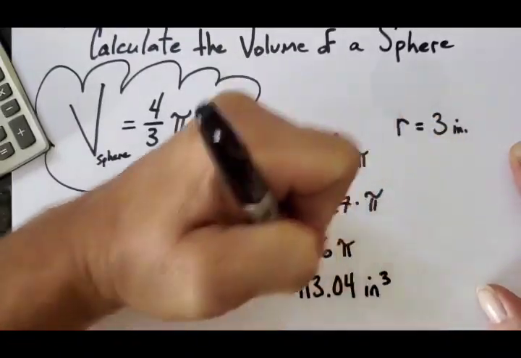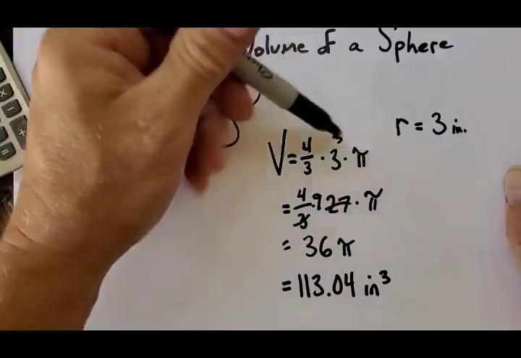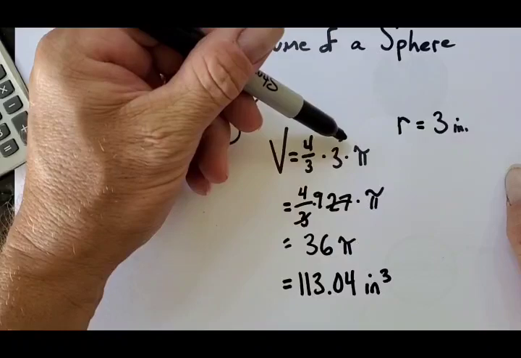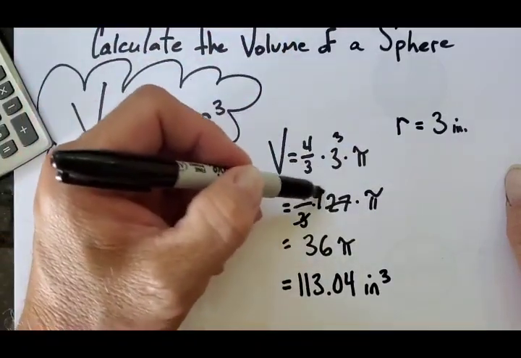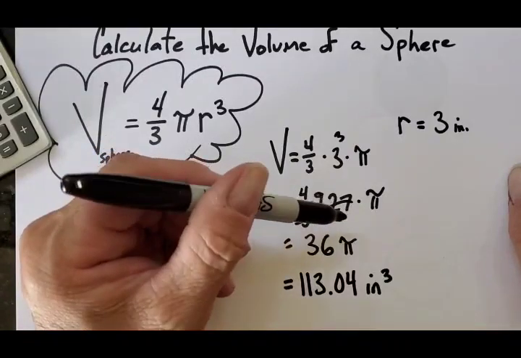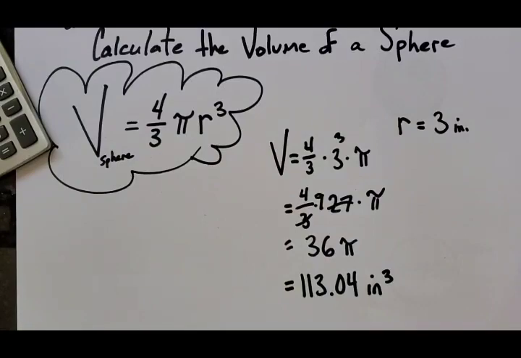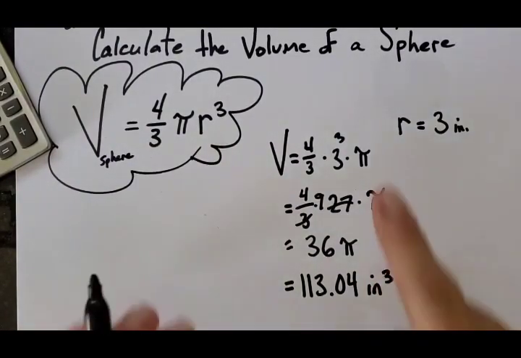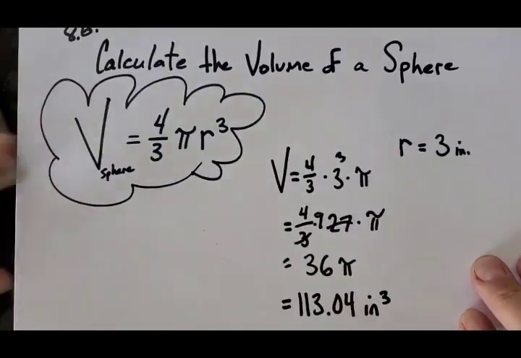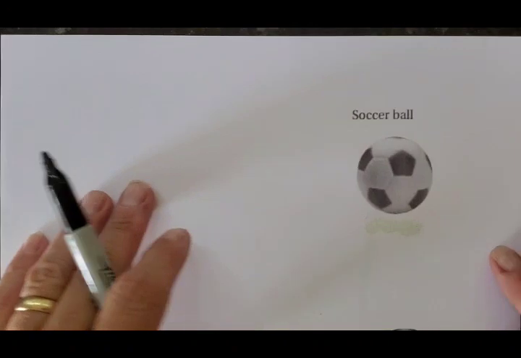And again, volume is units cubed. Where do the cubic units come from? Well, they come from this right here. So this is really cubed. So it's about 113 cubic inches. Okay, so there you have it. That's the way to do it. I recommend you doing it this way, and obviously leave pi till the very end, the last part of the calculation.